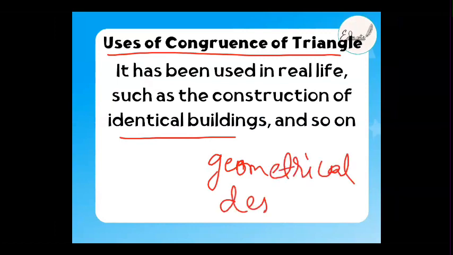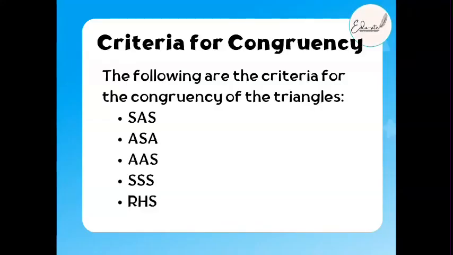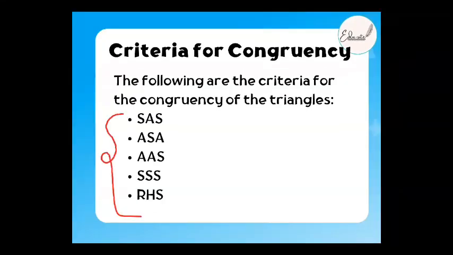Yes, in the architecture and all, this congruency was used, correct? For the carpets, for the windows and all, the congruency principle was used. So there are five criteria for the congruency of triangles. Which are these five criteria?